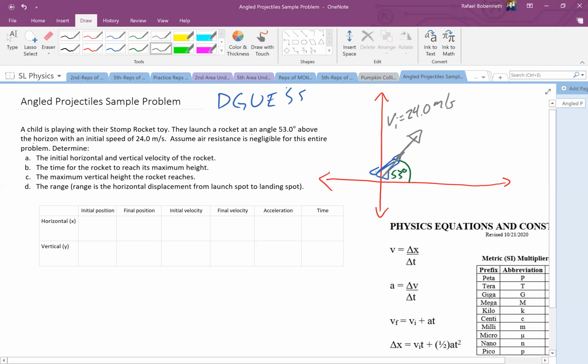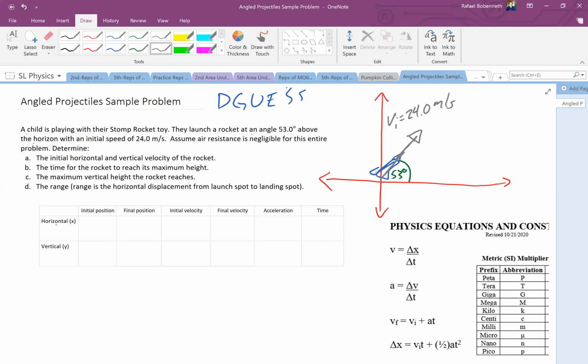So let's start filling out the data table here. Notice I have the table we've been talking about, with two rows for the horizontal values and the vertical values. We have to remember what we've talked about in class: because air resistance is negligible, there's a symmetry to this problem. We can look at the two motions, the motion in the horizontal direction being independent and doing something slightly different than the motion in the vertical direction.